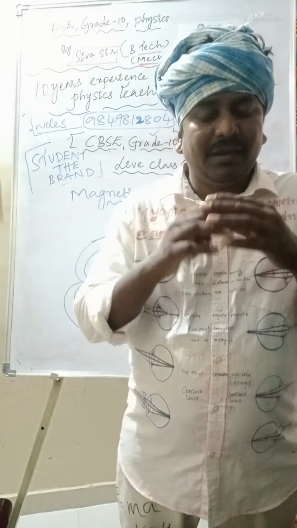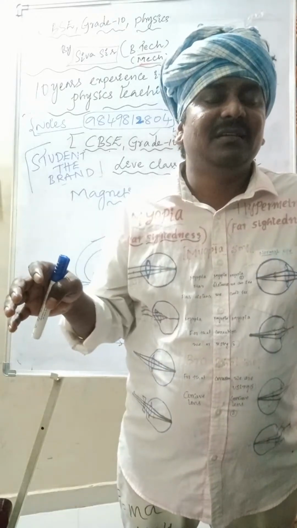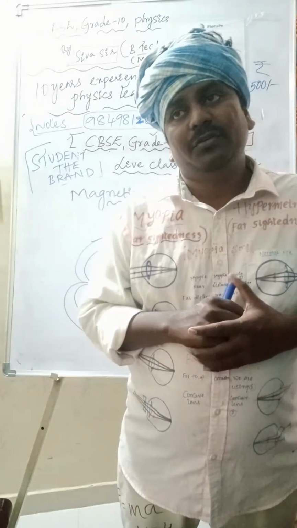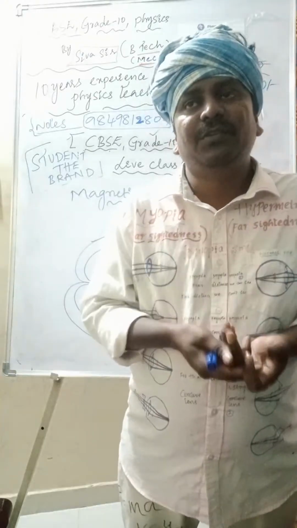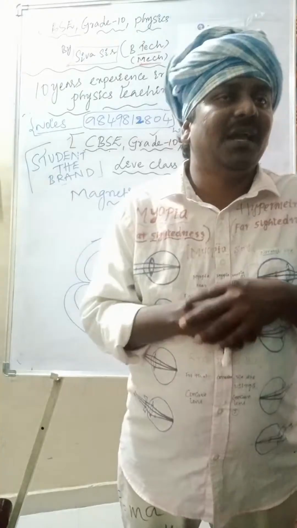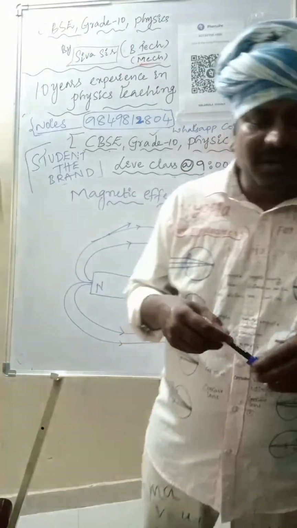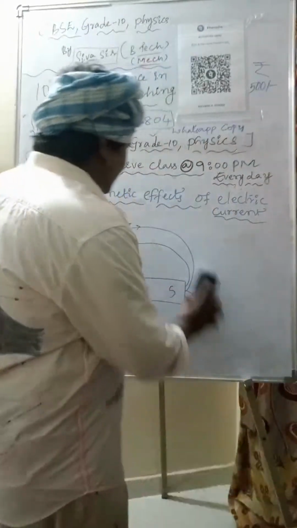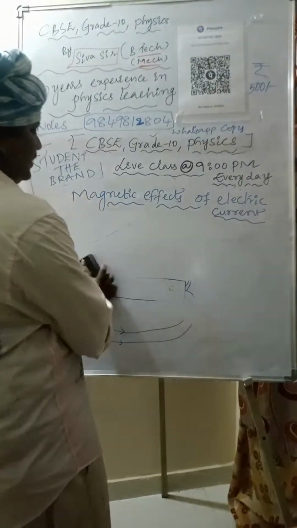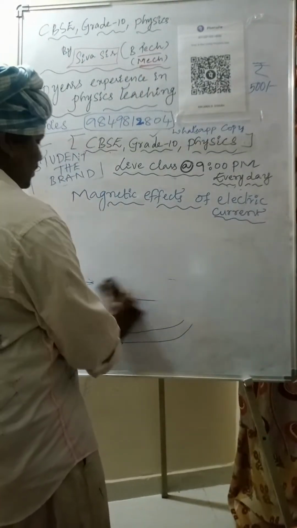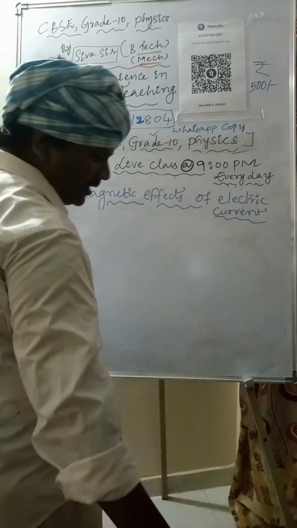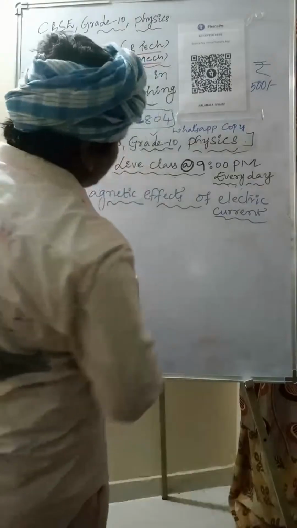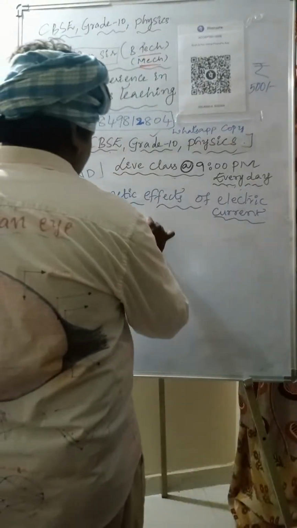So around the current carrying conductor, a magnetic field will be produced. In which direction it will be produced, what rule we will use to identify the direction of the magnetic field, I will now discuss. Normally, I am considering the conductor like this. This is the straight conductor.